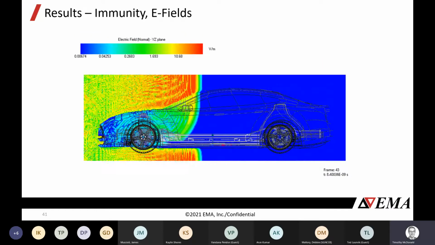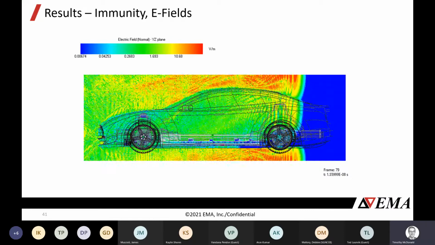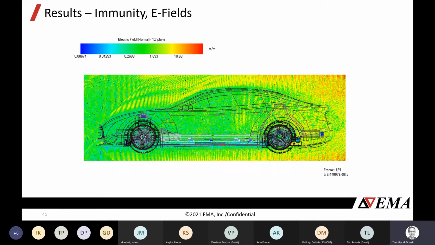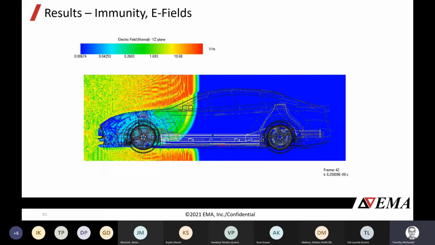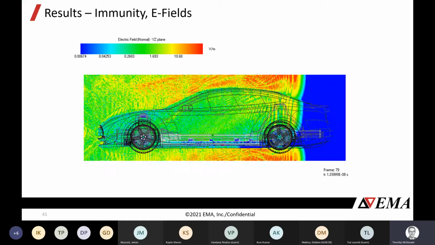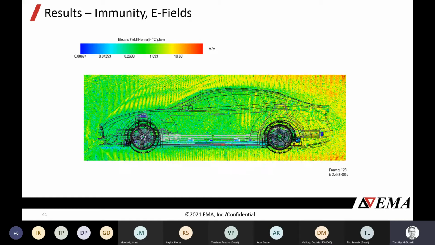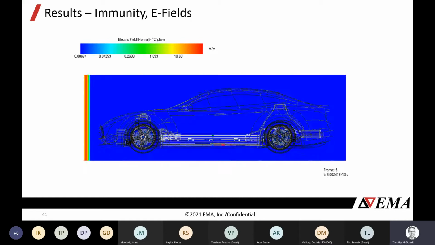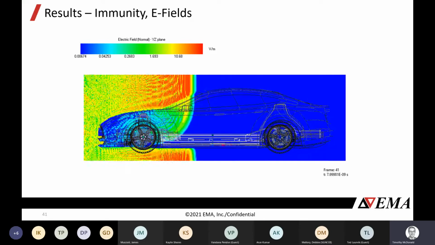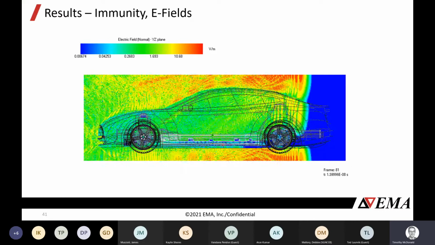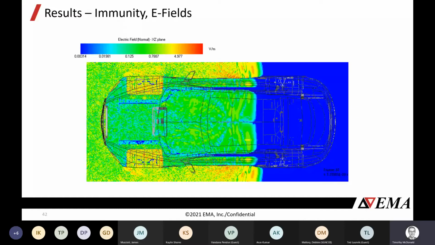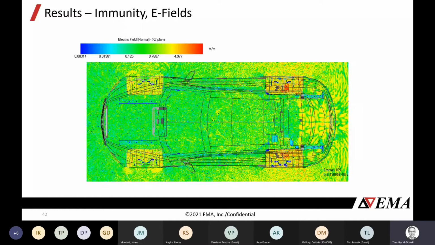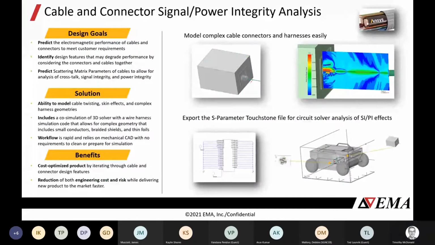And then we can use the same model that we use for emissions for immunity. In this case, the source is outside the vehicle. And so we can look at the coupling to the cable system or to the electronic devices inside the car. We're using the same simulation model, we just have a different source. And this just takes minutes to set up. Again, this is the same, it's just a different view from the top of the vehicle.